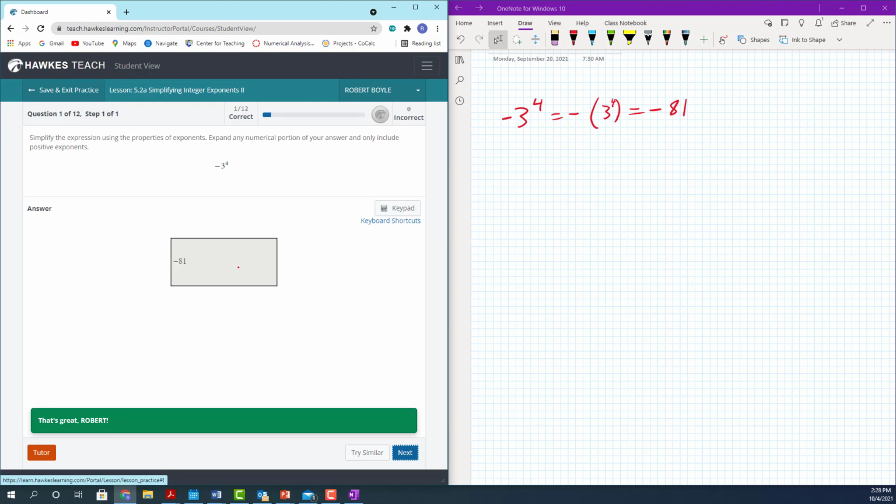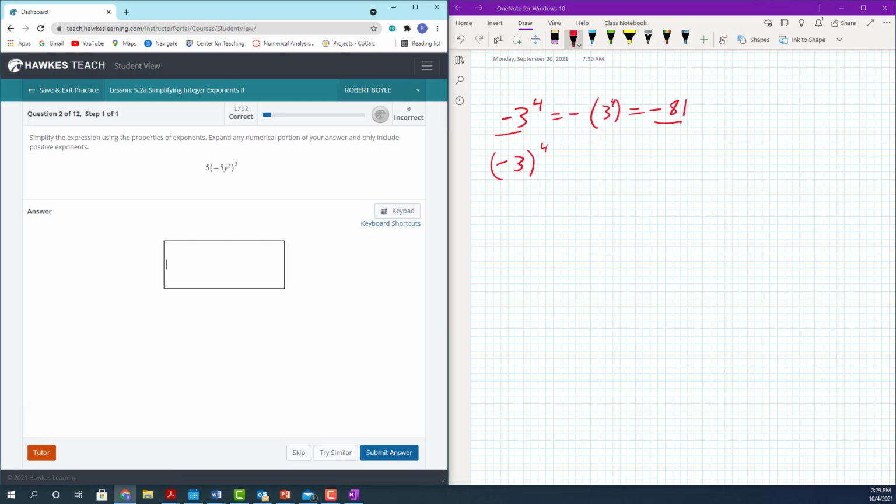Excellent. You may be inclined to think that this is positive 81, but that would only happen if you were given the expression -3 in grouping symbols to the 4th, and indeed it would be positive 81, but we were given this, so it's that.